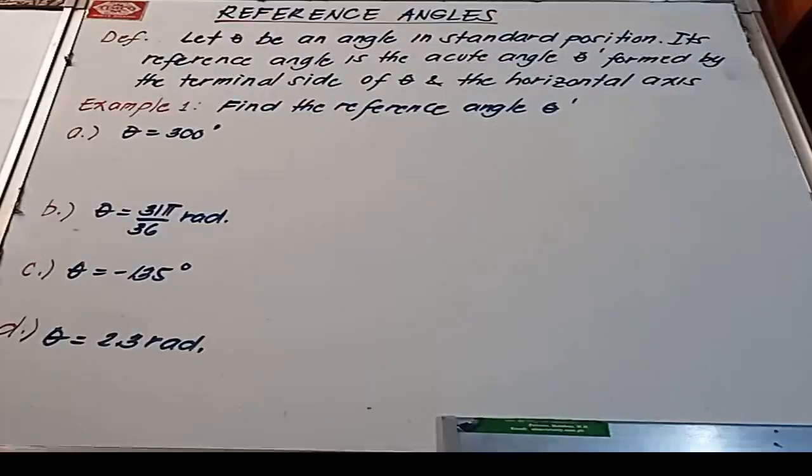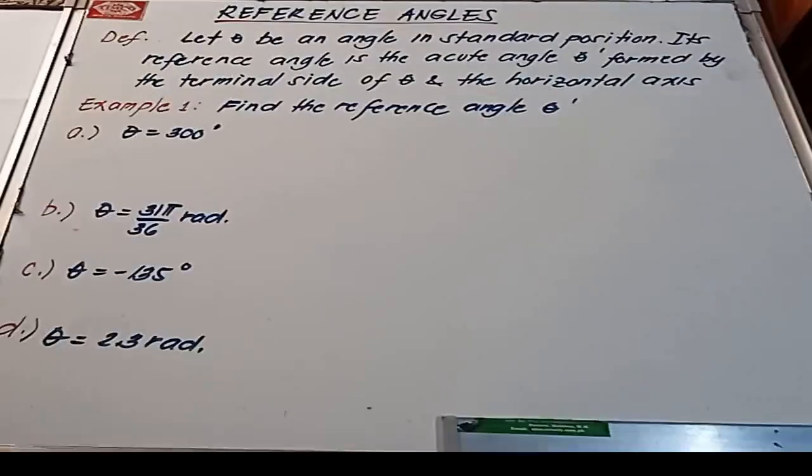Okay? Now, we have here the definition of a reference angle. It says, let theta be an angle in standard position. Its reference angle is the acute angle theta prime. Theta prime. Theta with an apostrophe. Formed by the terminal side of theta and the horizontal axis. Okay, ano ba ibig sabihin nun?